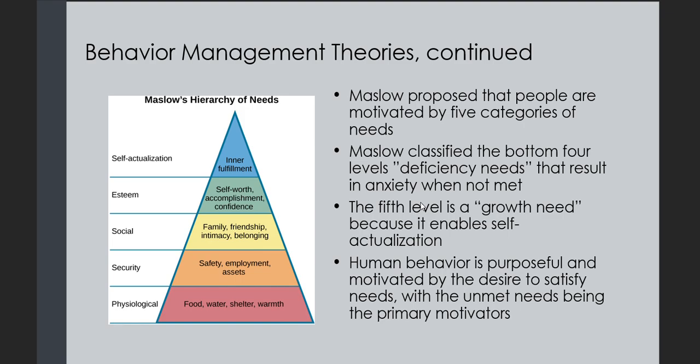Maslow classified the bottom 4 levels as deficiency needs. These create anxiety when not met. The 5th level is a growth need because it enables self-actualization. The key insight for HR is that human behavior is purposeful and motivated by the desire to satisfy needs, with unmet needs being the primary motivators.